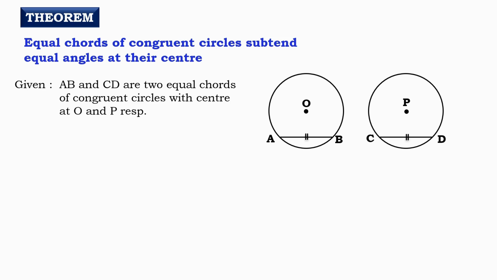Whenever there is any type of proof, we always need to write the given first. So what is given? AB and CD are two equal chords of congruent circles with centers O and P respectively. Now what we need to prove is that they subtend equal angles at their center. Subtend means the chord will make an equal angle at the center.